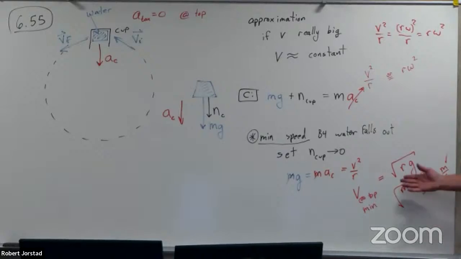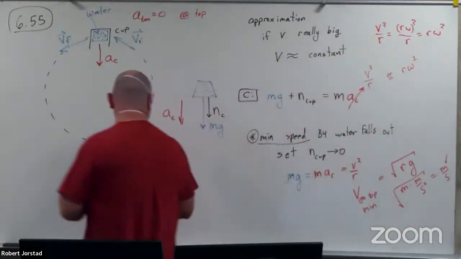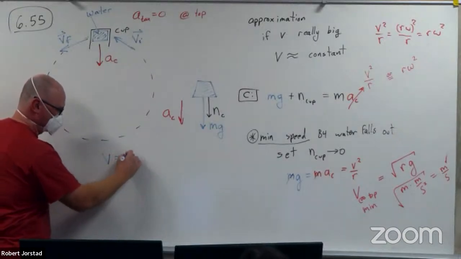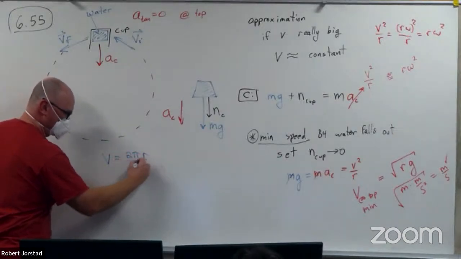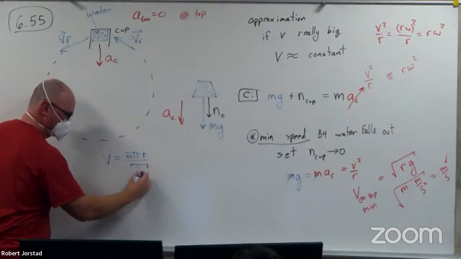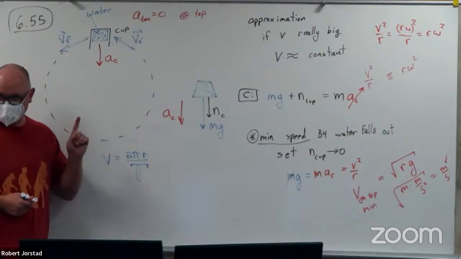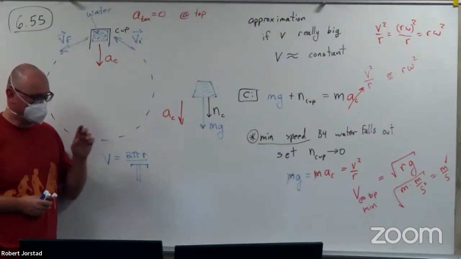Oh, if we know this speed, could you also get the period? How would we get the period? What's the equation that helps us get the period? How does period relate to speed? 2 pi r over the period, right? So if we know this V, you could solve for this period. Good. Cool. Now I want to point out something special here.